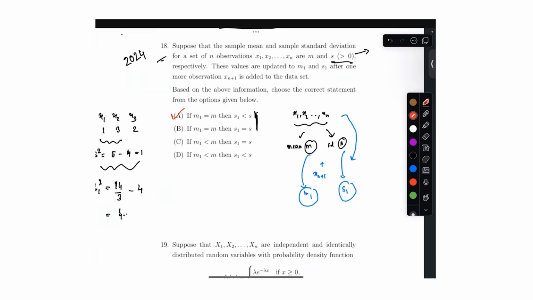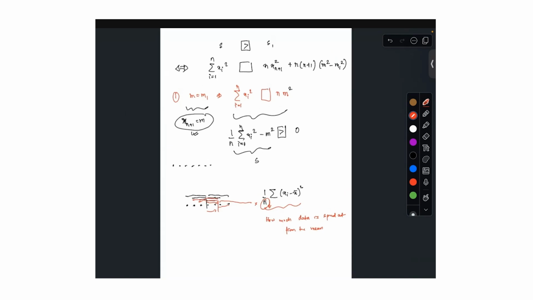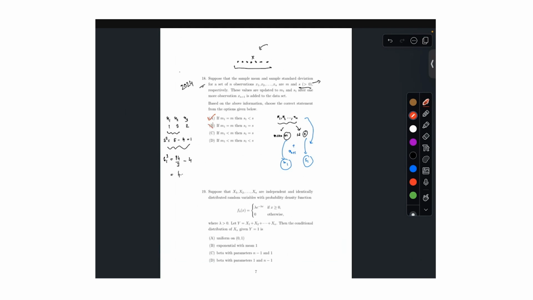So S1 is always less than S. That should always be true. S1 is equal to S if and only if, so let's see all the conditions, S1 is equal to S if and only if this is 0. That means S is equal to 0, which is never possible. That means all the numbers are the same. So this is never possible in this case.